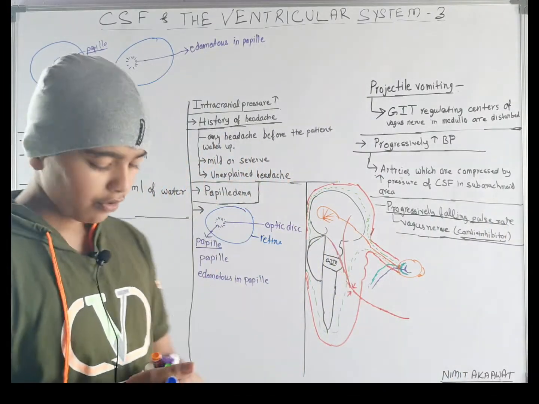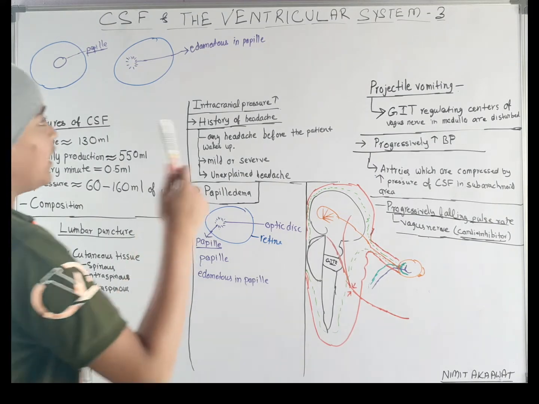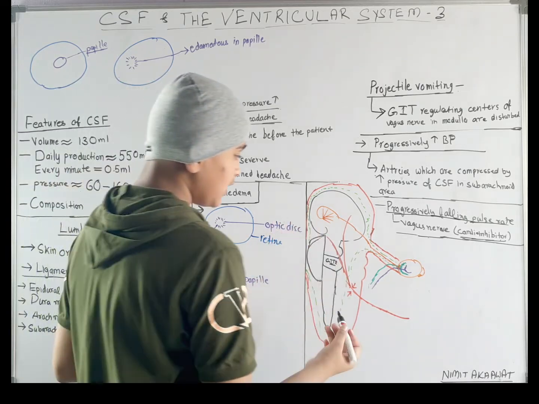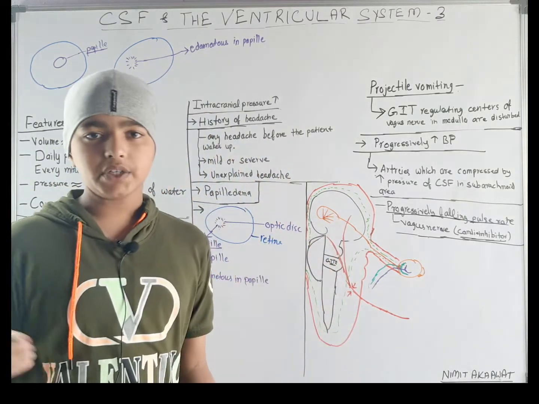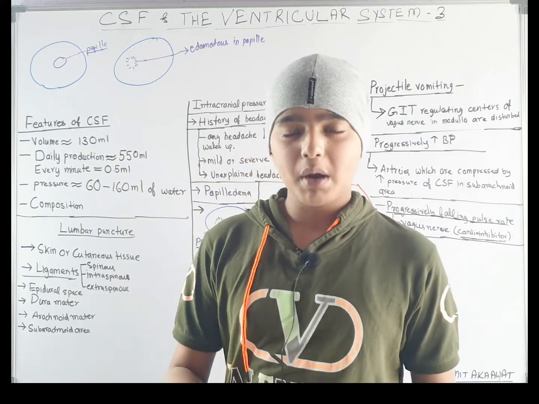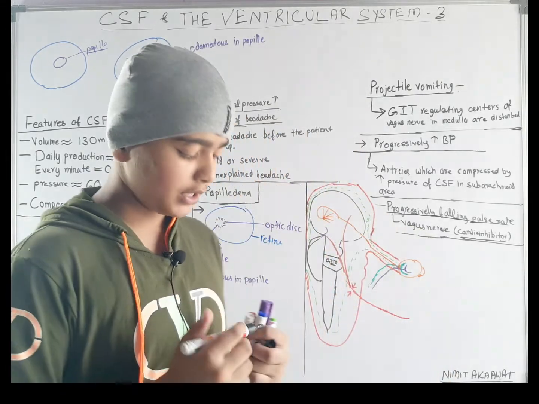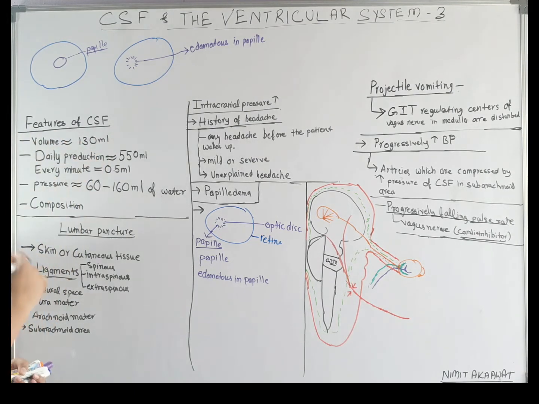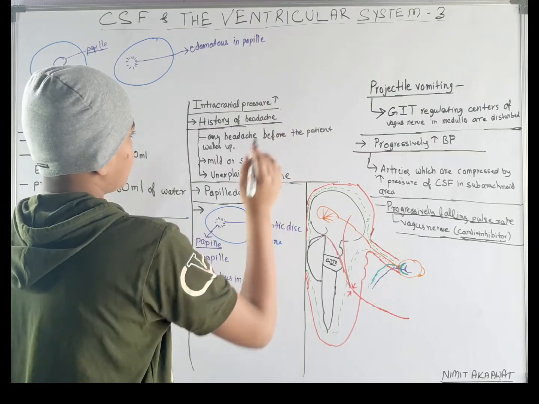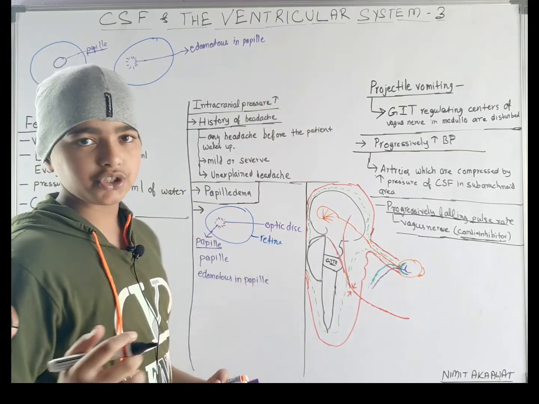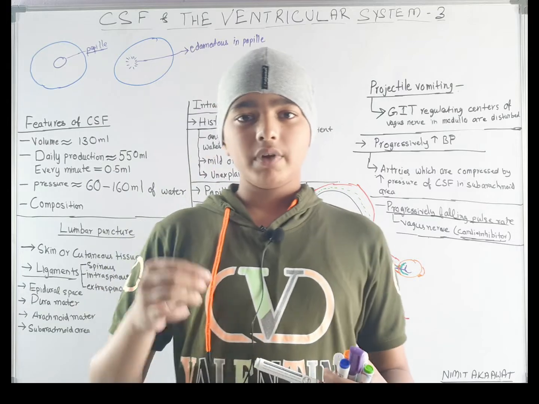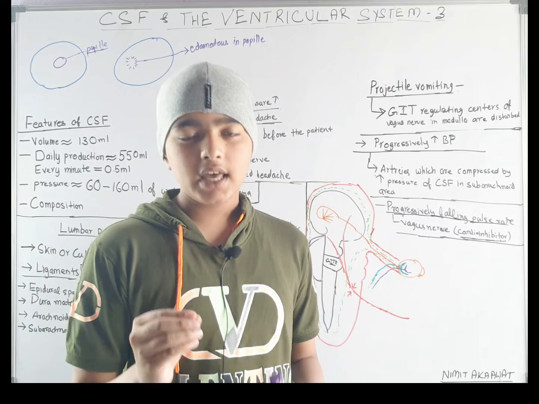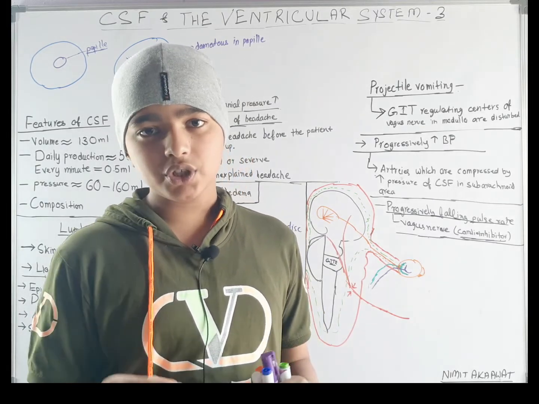So, till now we have covered the ventricular system and how cerebrospinal fluid protects and covers our central nervous system in part 1. In part 2, we discussed the functions of cerebrospinal fluid. And in this lecture, in part 3, we discussed the features of cerebrospinal fluid and important factors of raised intracranial pressure. And in the next lecture, we will discuss the composition of cerebrospinal fluid and how CSF changes from the infection of meninges.